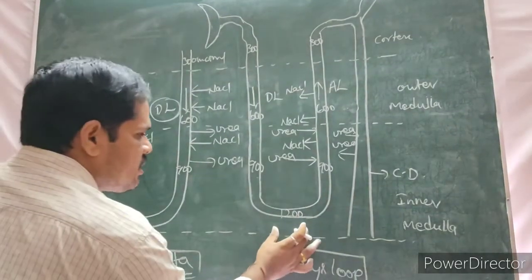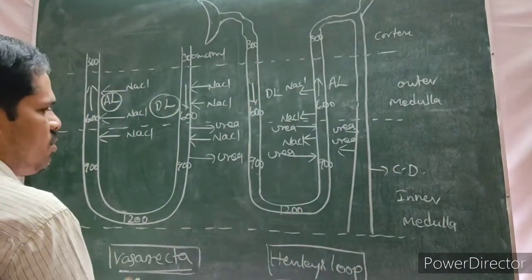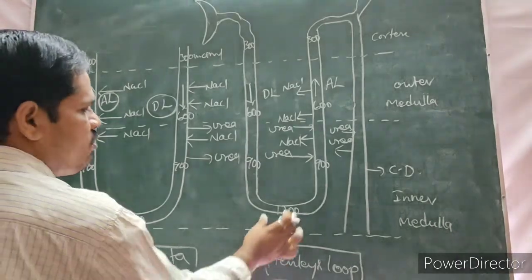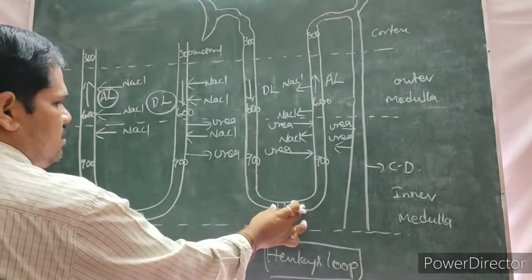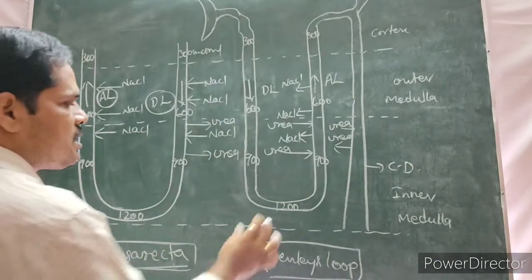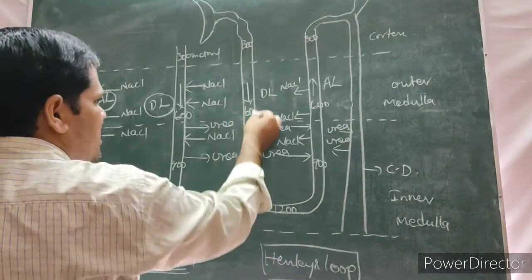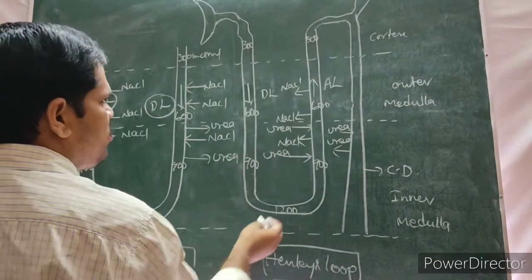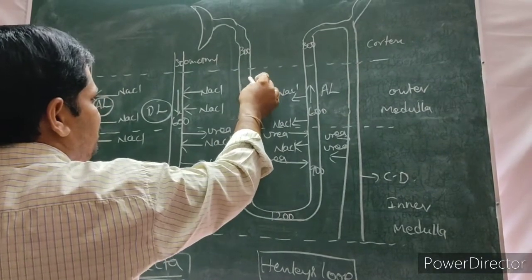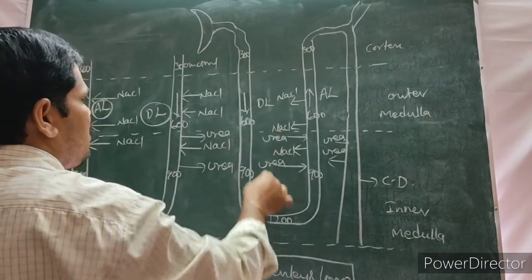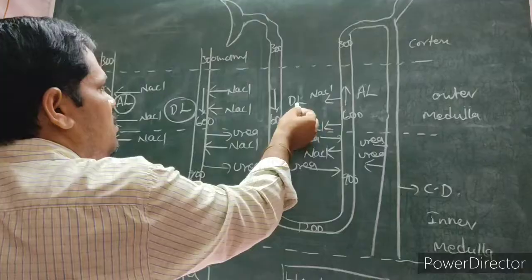What is the constant milliosmoles? Here in the inner medulla, it is 1200 in both the vasa recta and Henle's loop. The constant value of electrolytes is 1200 milliosmoles. It is the descending limb of Henle's loop, it is the ascending limb. That means, which direction is it moved in?